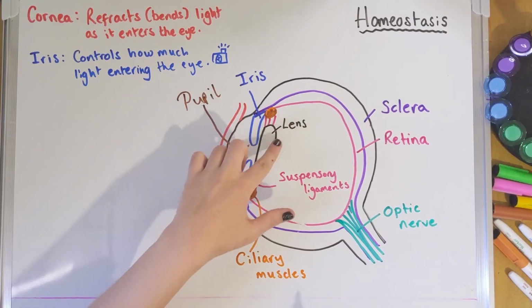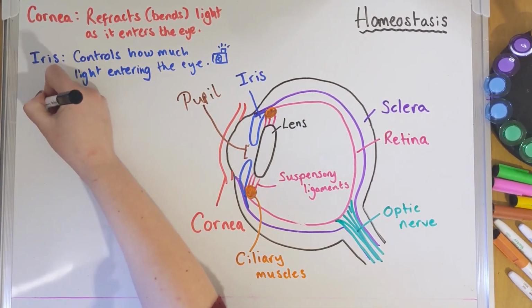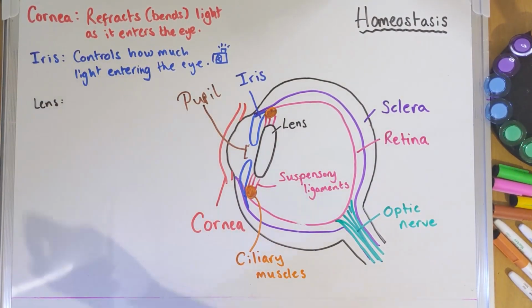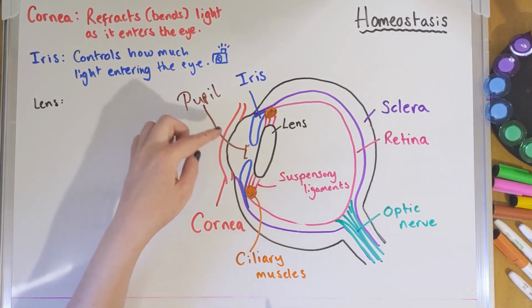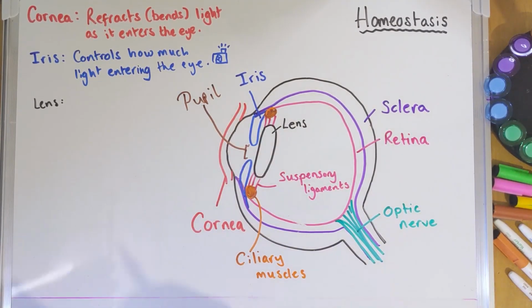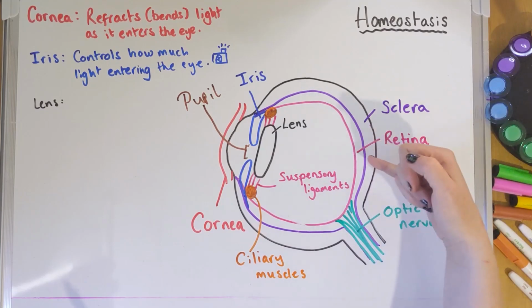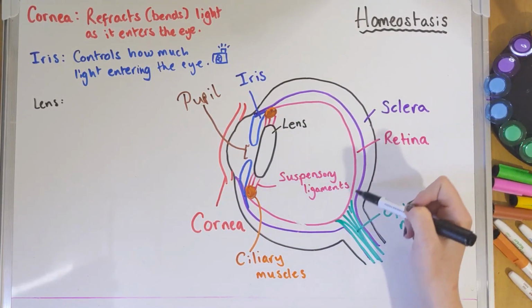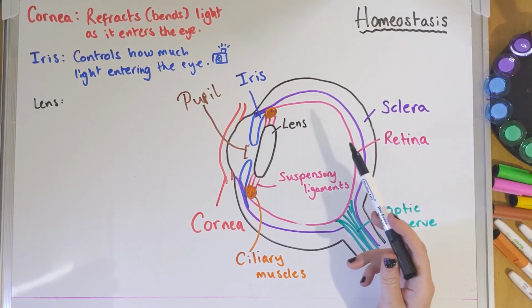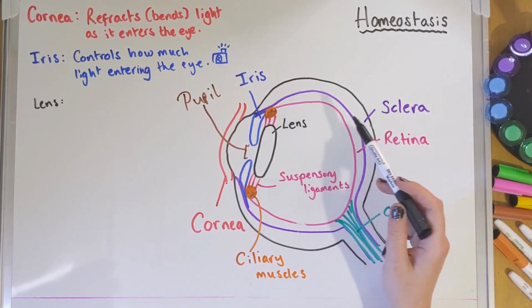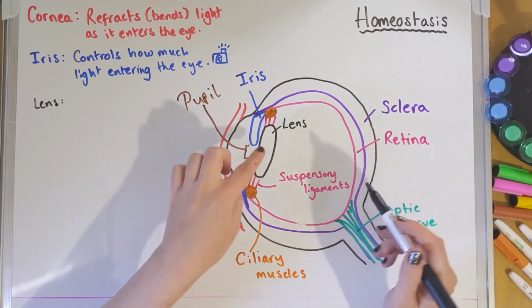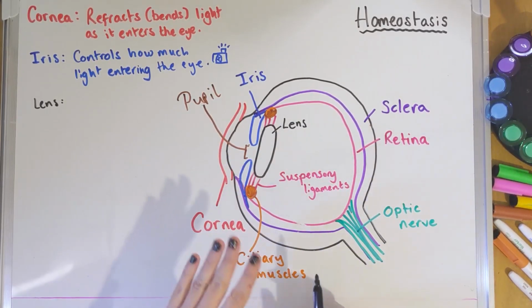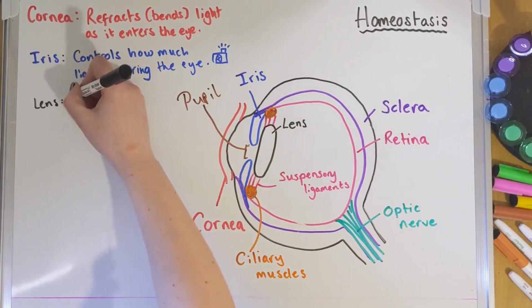Next part we're going to look at is this bit, the lens. The lens takes that refracted light that's come through the cornea and refracts it even more to focus that light onto the retina itself. So the layer of cells here, these rod and cone cells that do your light and dark vision and your colour vision as well. But for now, you just need to know that the lens further refracts light onto the retina.